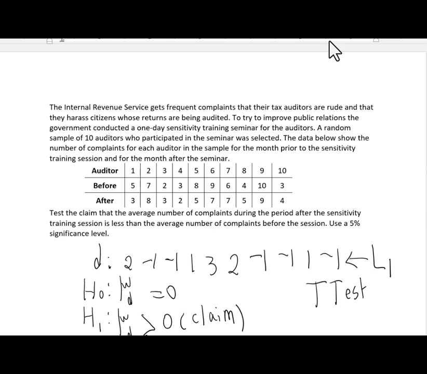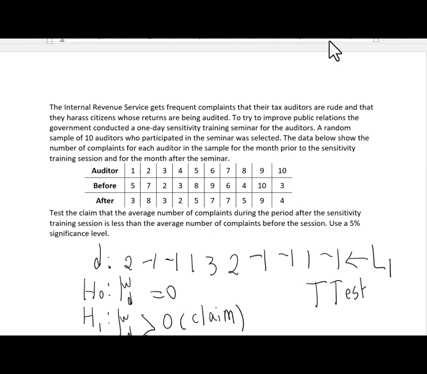Auditor number 1, for example, had 5 complaints before he got the training, and then after he got the training, he received 3 complaints, and so on and so forth. Test the claim that the average number of complaints during the period after the sensitivity training has decreased, is less than the average number of complaints before the training. Use a 5% level of significance.